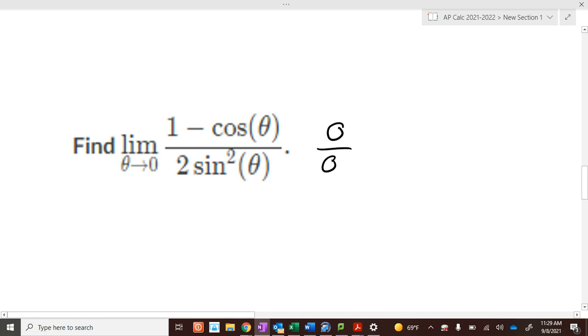You get 0 over 0, so it's indeterminate form. But now, we need to think back to trigonometry. All right, get out your notebooks. We got to take some notes.